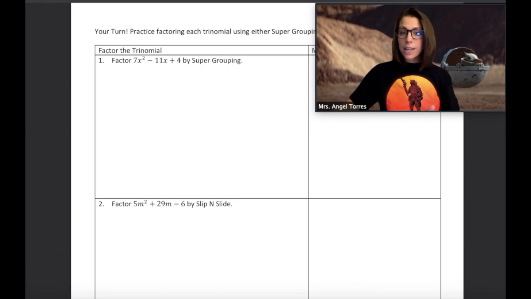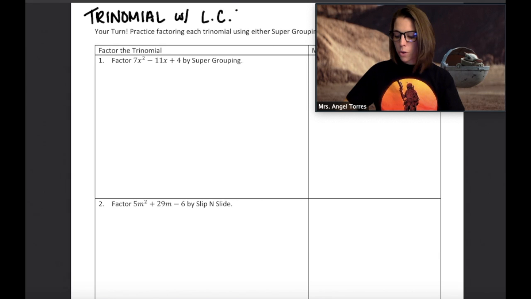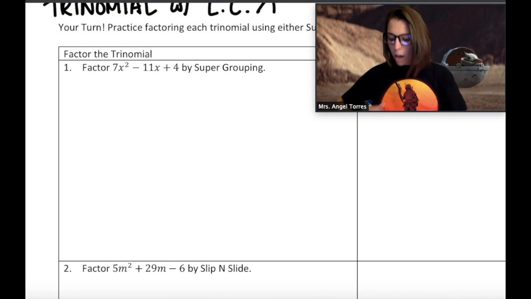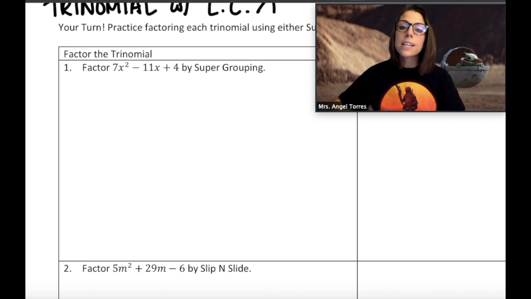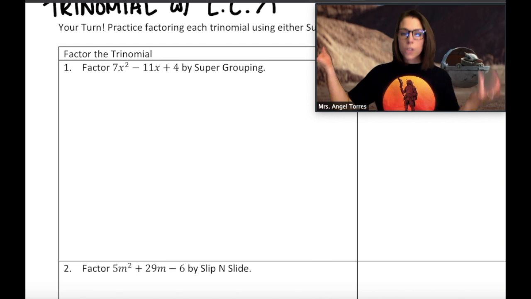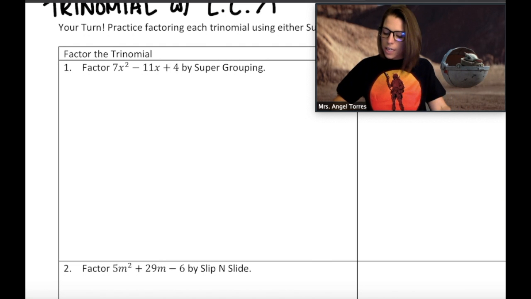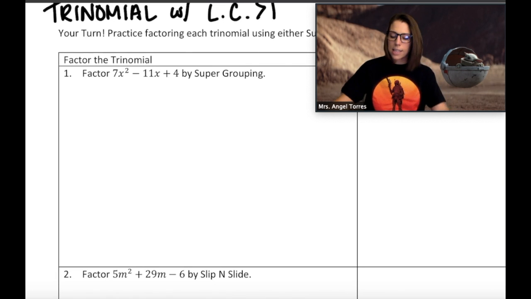Let's go ahead and practice both of these methods on some trinomials. So just to review, these are methods that we use when we're given a trinomial that has a leading coefficient greater than 1. So let's take a look at number 1 here. It looks like here we have a trinomial with 3 terms, and our leading coefficient is 7. I also noticed that it doesn't have any greatest common factors, so we have to use one of these two methods. It looks here that we're being asked to use supergrouping, so let's go ahead and set that up.